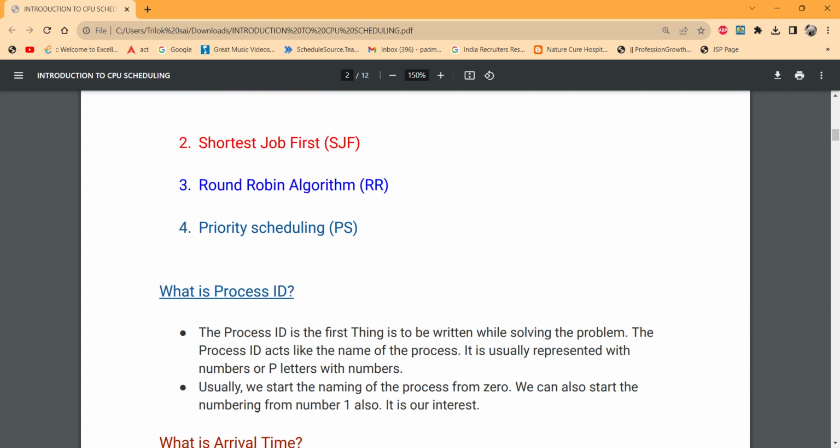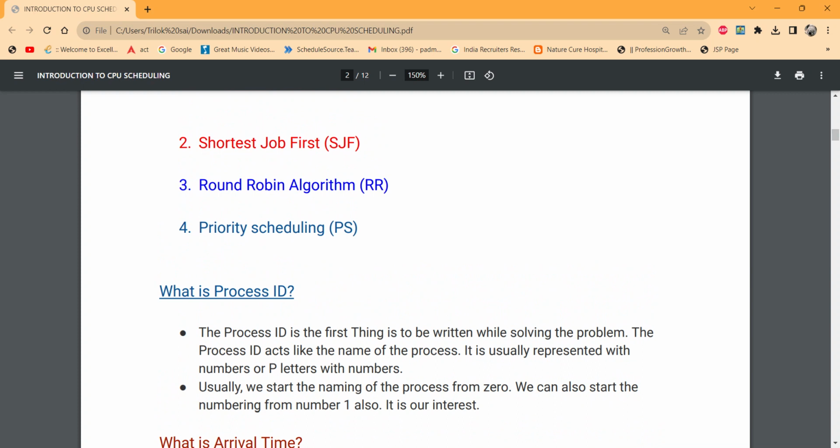The process ID acts like the name of the process. As you all know, when you are solving a problem, if your teacher tells you that 10 processes had arrived, and immediately asks you to implement that problem using priority scheduling, you can't draw the Gantt chart without knowing the process ID, because how many processes are there, how many processes have completed their execution with the CPU.